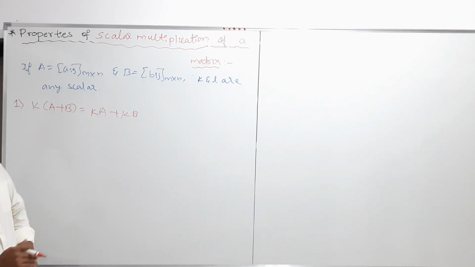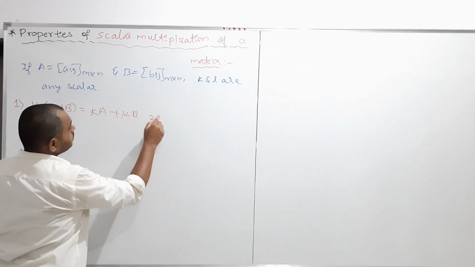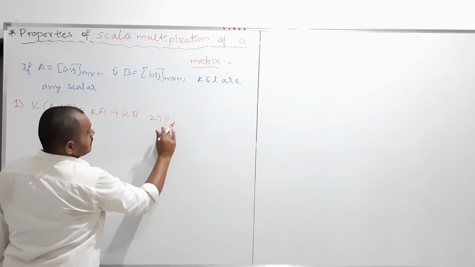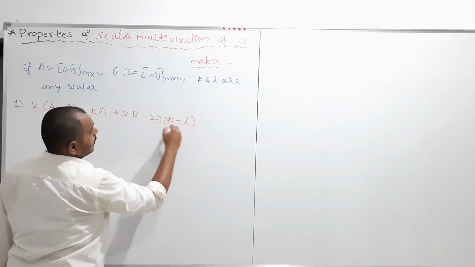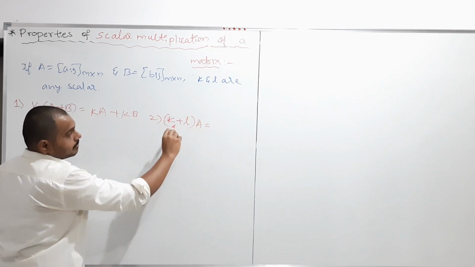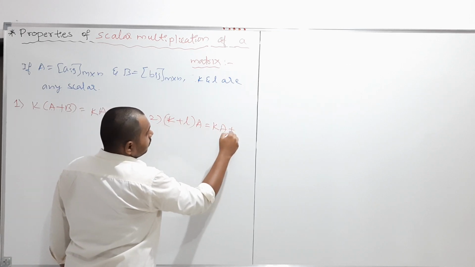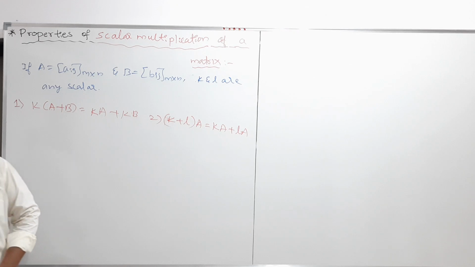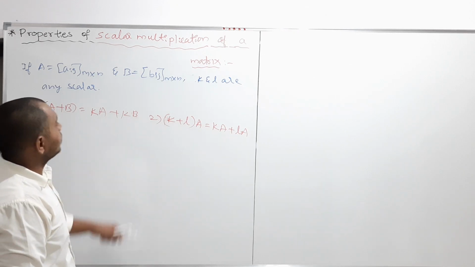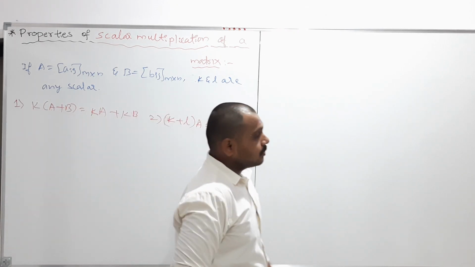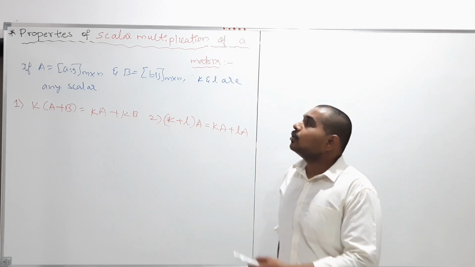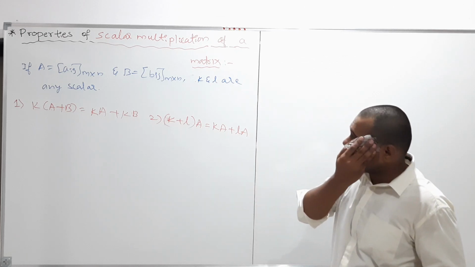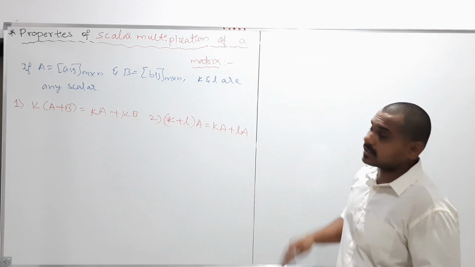And next, my dear students, the second property is (K plus L) into A is the same as KA plus LA. So clear? KA plus LA. These are the two properties we are going to use while solving the problem. So proof is not required. If you simply remember this, that's enough.